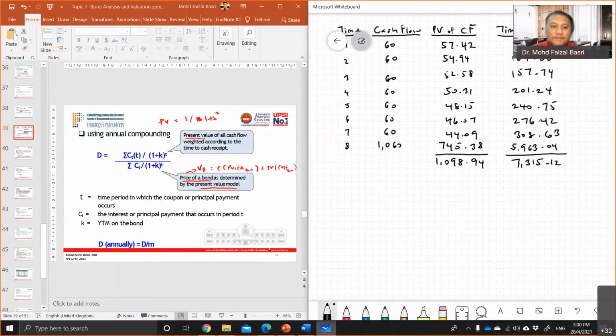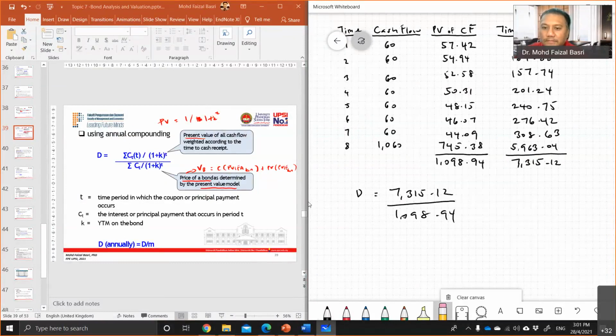So to find the duration, the D, it would be the weighted present value of cash flow, which is 7,315.12, and we divide with the VB, which is 1098.94. So 7315.12 divided by 1098.94 is 6.66.